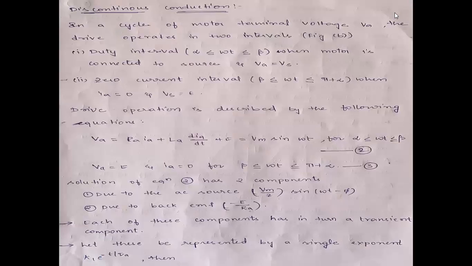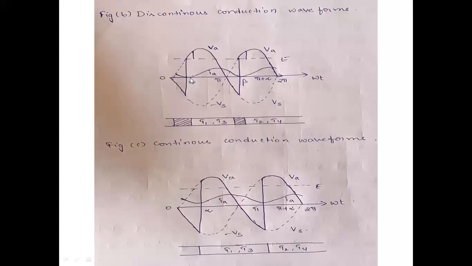We can give a practical explanation to this by the discontinuous conduction mode. See here, this is the discontinuous conduction mode. So if you take a cycle of motor terminal voltage VA, this drive will be operating in two intervals. The first interval is alpha to beta and the second interval is beta to pi plus alpha. Beta to pi plus alpha is called the zero current interval. At that time, current is zero. The first one, alpha to beta, is called the duty interval. See here, in the waveform, alpha to beta is the duty interval, and from beta to pi plus alpha it is the zero current interval.